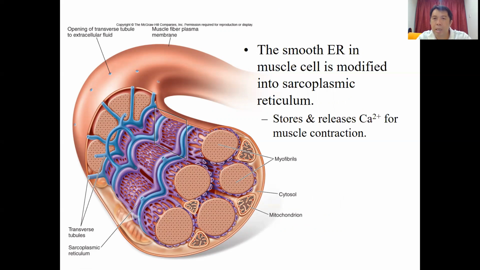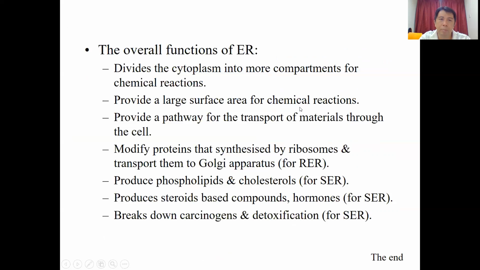In muscle cells, the smooth ER is modified into the sarcoplasmic reticulum. Okay, sarcoplasmic reticulum, like this one, the purple color. The function is to store and release calcium ions for muscle contractions. So you will study the role of the sarcoplasmic reticulum in the next semester.